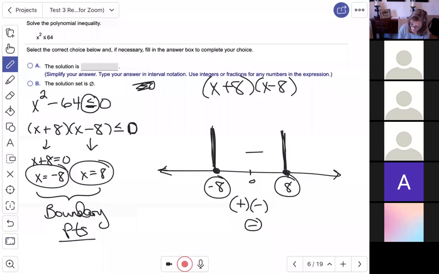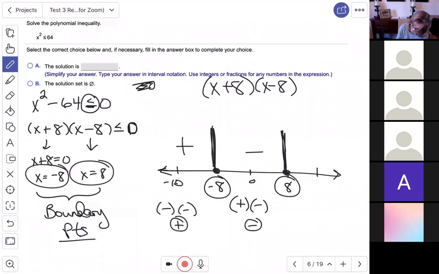And then you do the same thing for each one. Something less than -8, like -10. If you plug it in, you get -10 plus 8, -2, and -10 minus 8, negative. So two negatives multiplied together give you positive.